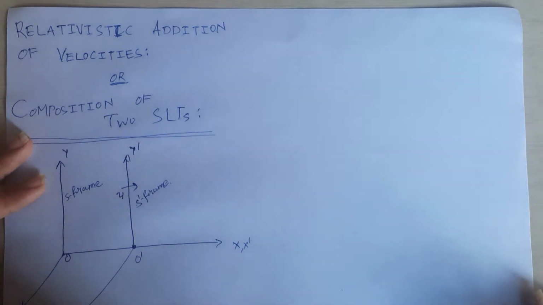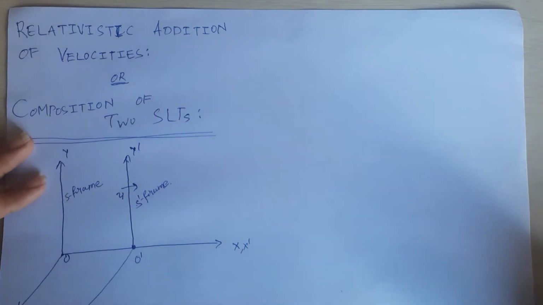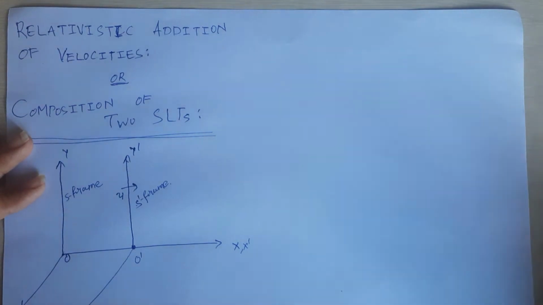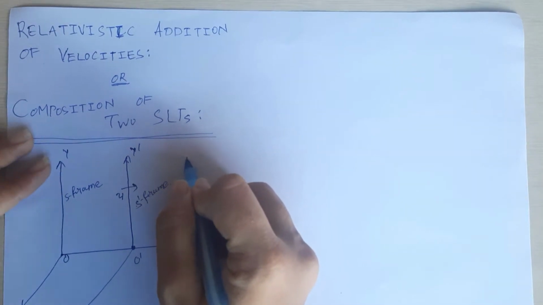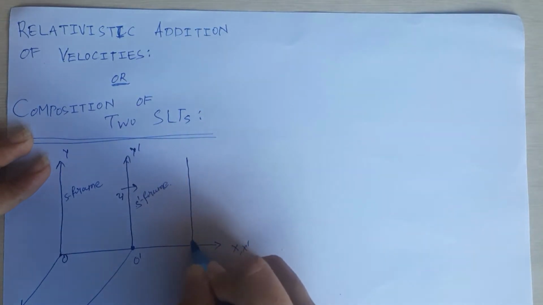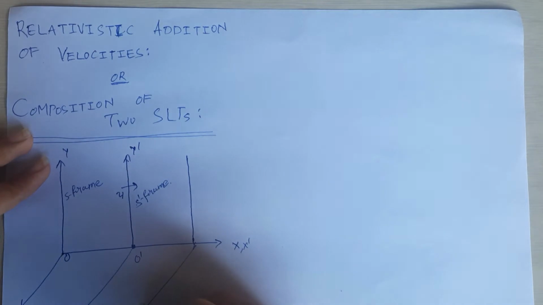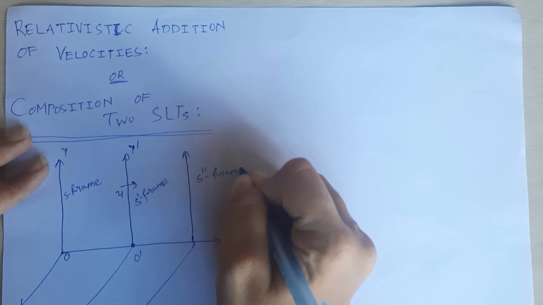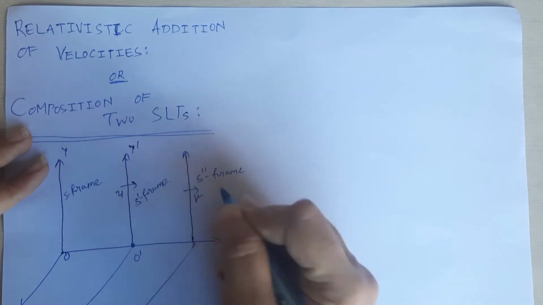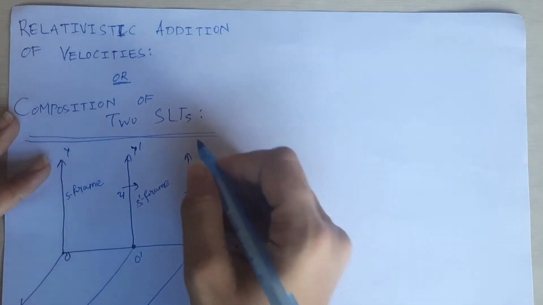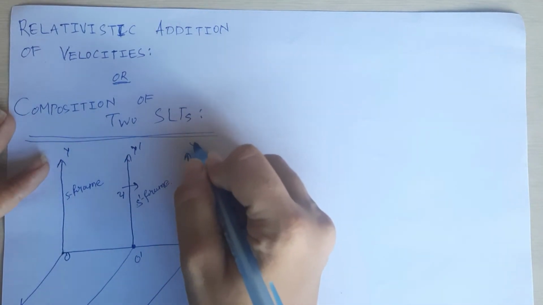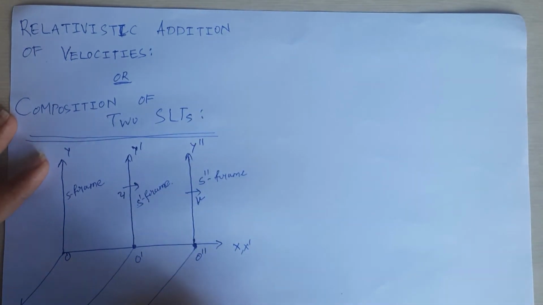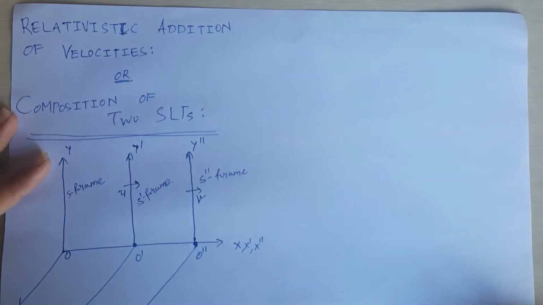And let another inertial frame S double dash be moving with speed v along the x dash axis relative to frame S dash. That is, here we have another inertial frame, the S double dash frame, which is moving with constant speed v relative to the S dash frame along the positive x dash direction. So here this is our y double dash axis, this is origin O double dash, z double dash axis, and x double dash axis.